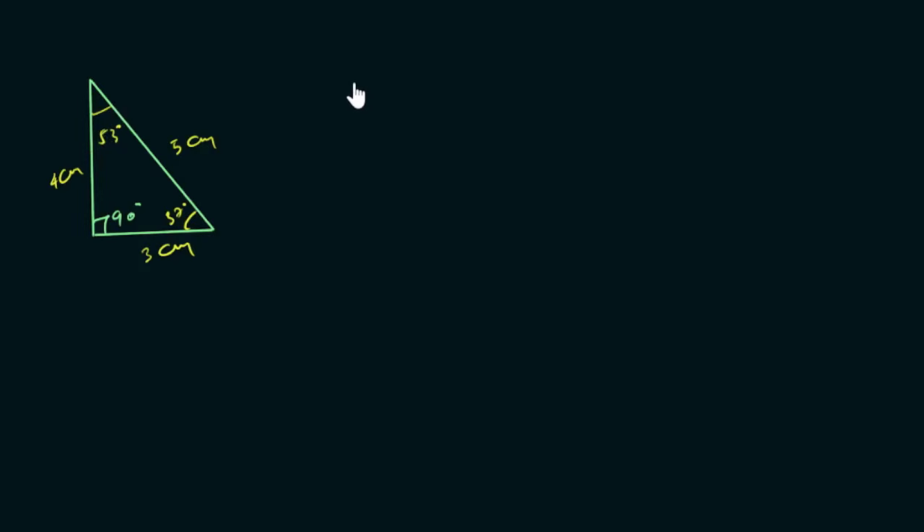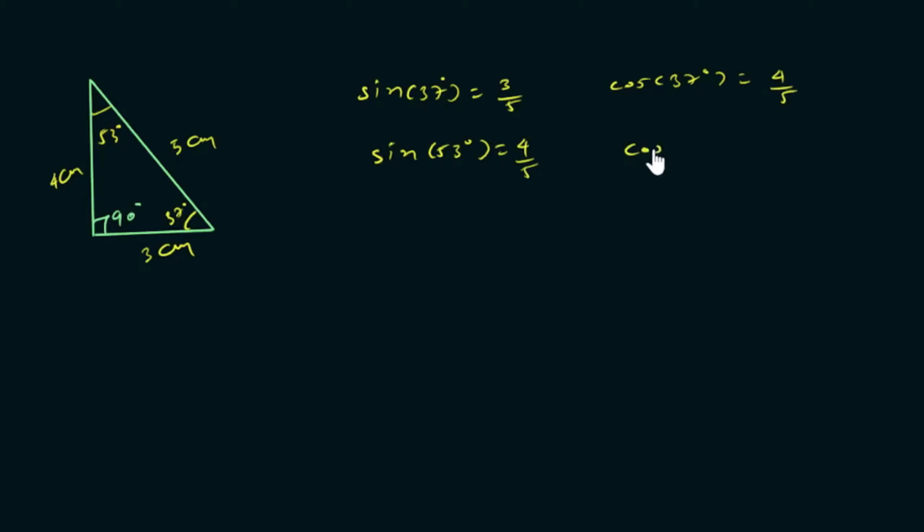So here we can see that sine 37-degree is equal to 3 by 5, and sine 53 will be equal to 4 by 5. Cos 37-degree will be equal to 4 upon 5, and cos 53-degree equals 3 upon 5. So these are the sine values of 37 and 53-degree, and cos values of 37 and 53 degrees.